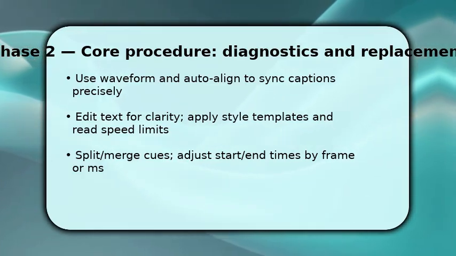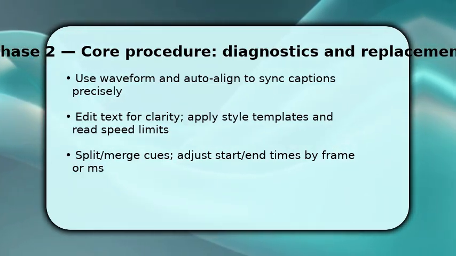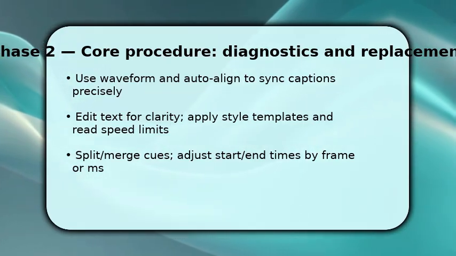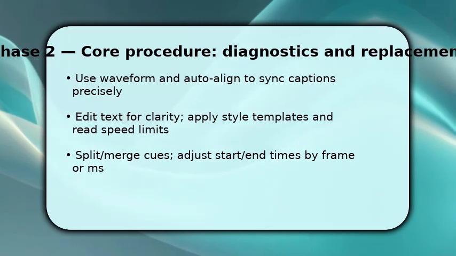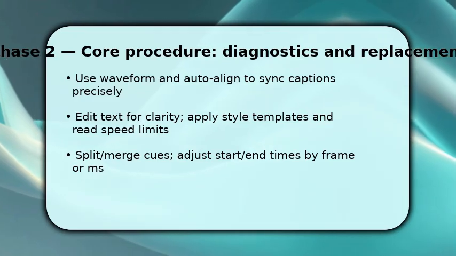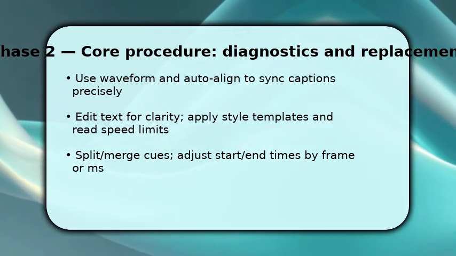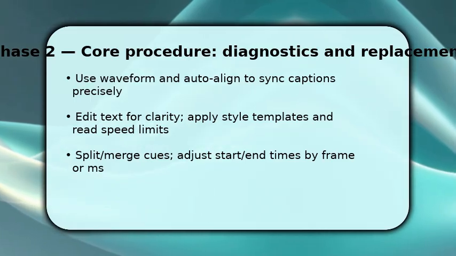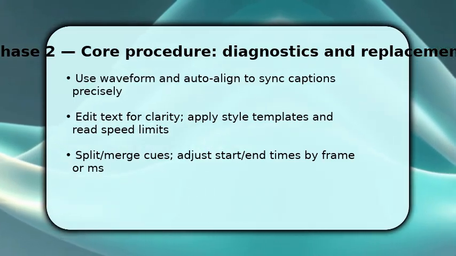While aligning, edit text for readability and apply a style template, font, size, color, and safe margins so captions remain consistent. Also check read speed and line length limits, split or merge cues where needed, adjusting times by frames or milliseconds to avoid overlaps. Once comfortable, run a quick quality pass with captions visible.